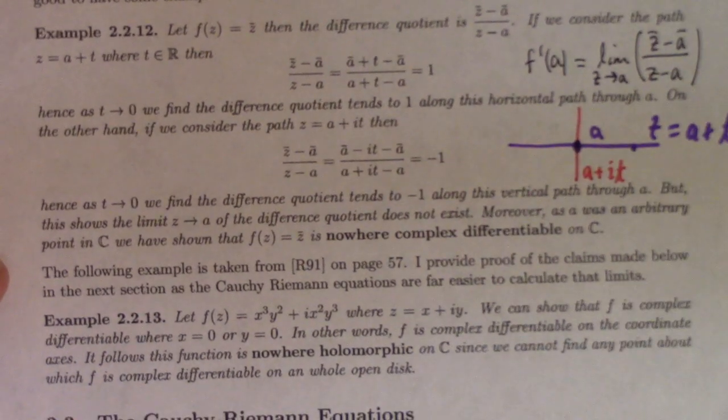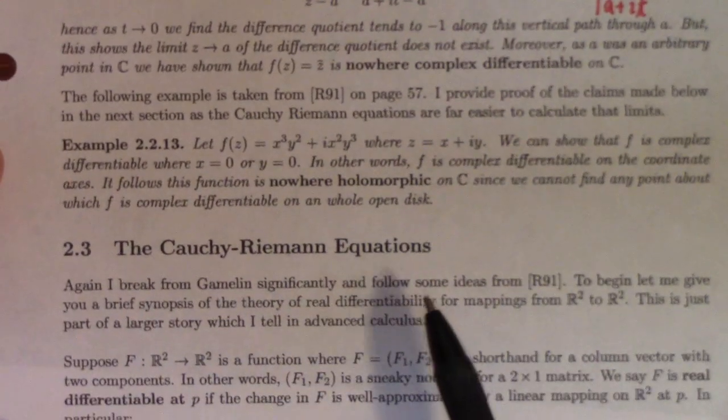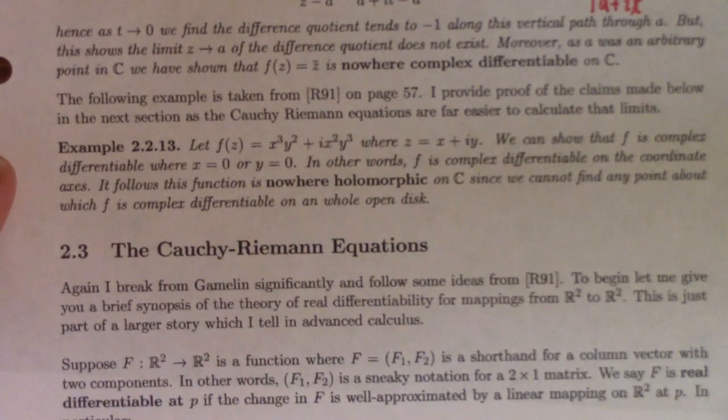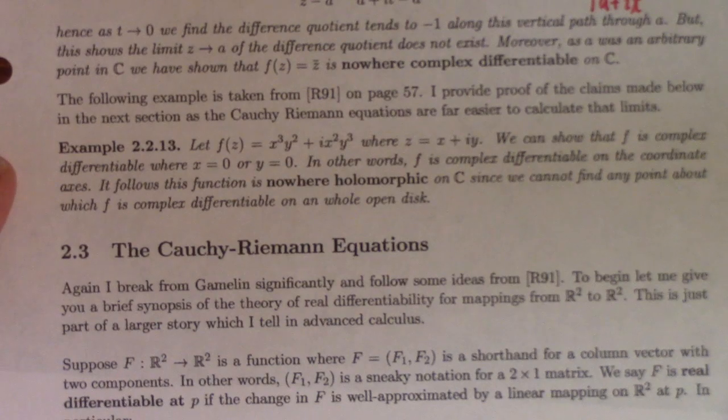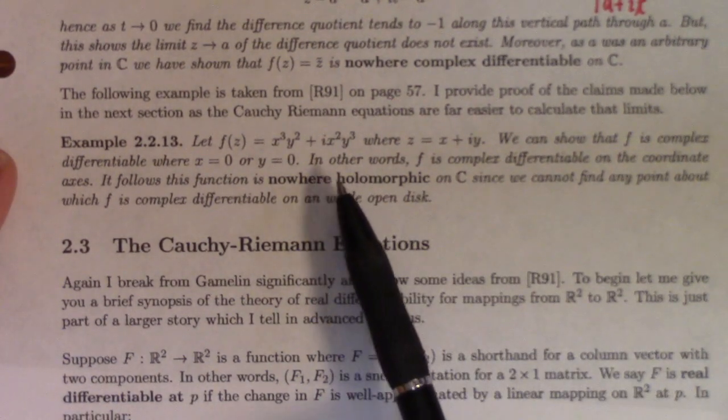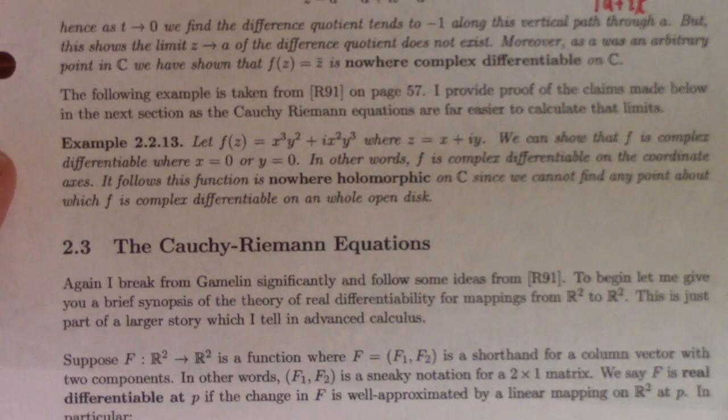And then finally, this example here. We'll talk more about Monday as well. This gives you an example of a function which is nowhere holomorphic, and yet it is complex differentiable on the coordinate axes. So anyway, that brings us to Cauchy-Riemann equations, where we'll start Monday.